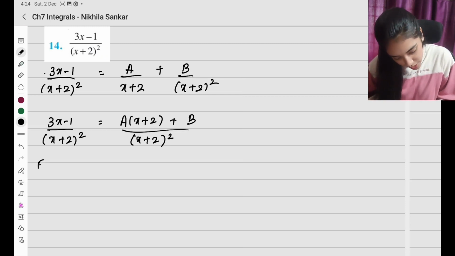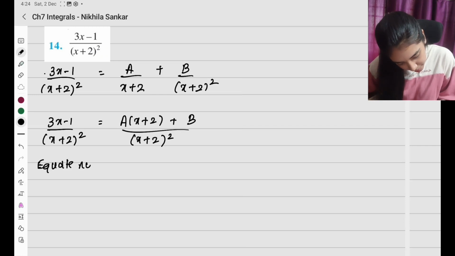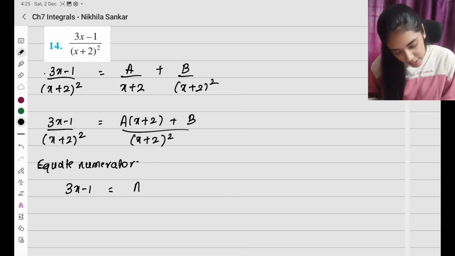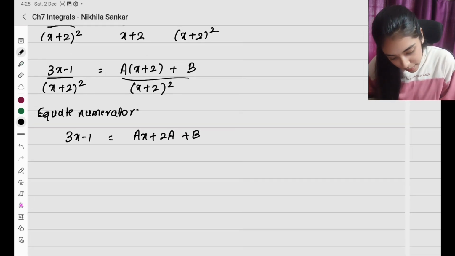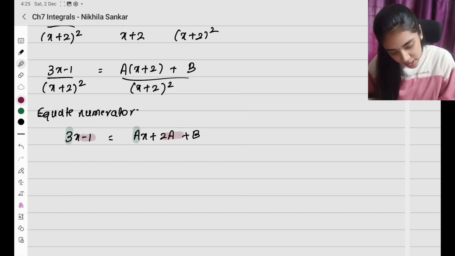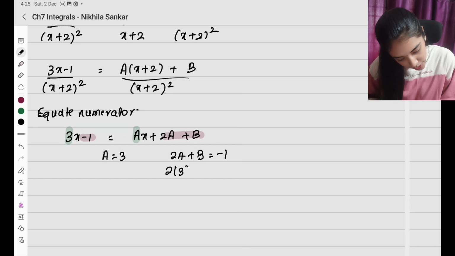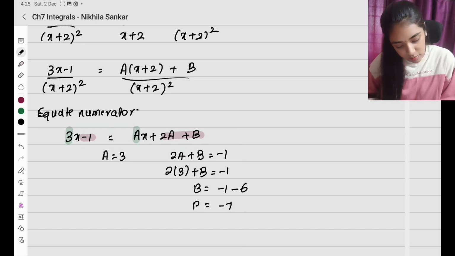So now equating the numerator. I have 3x minus 1 equals, when I open the brackets, ax plus 2a plus b. Now combining the constants and all that, it is already combined. So 3 is equal to a and minus 1 equals 2a plus b. So when I equate, a equals 3, 2a plus b equals minus 1, 2 times 3 plus b equals minus 1, b equals minus 1 minus 6, which is minus 7. So b's value is minus 7.